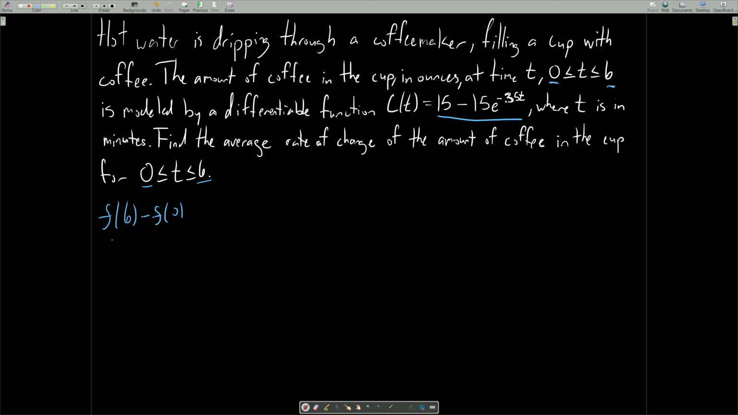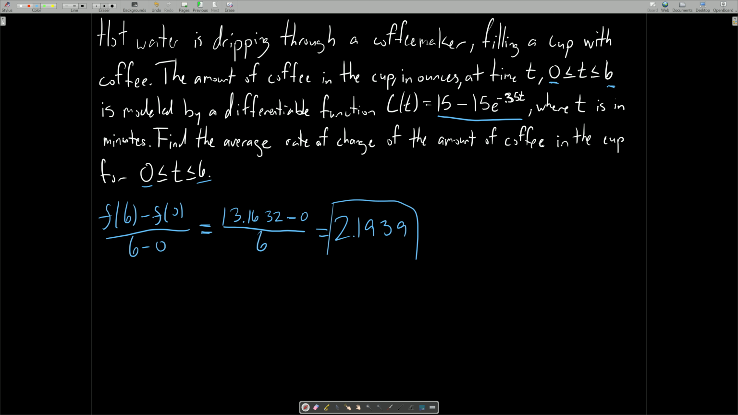f of 6 minus f of 0 over 6 minus 0. If you plug in 6 into this equation right here, you're going to get a value of about 13.1632. Plug in 0, you're going to get 0. That's over 6. Put that into the calculator as well. You're going to get about 2.1939. That's about the average rate of change between 0 and 6.